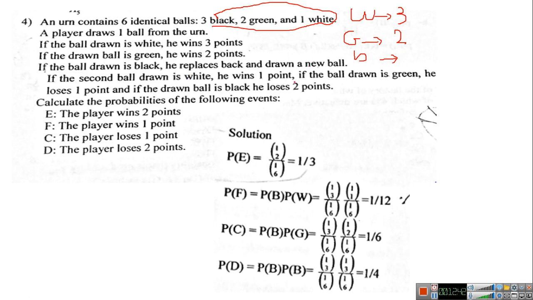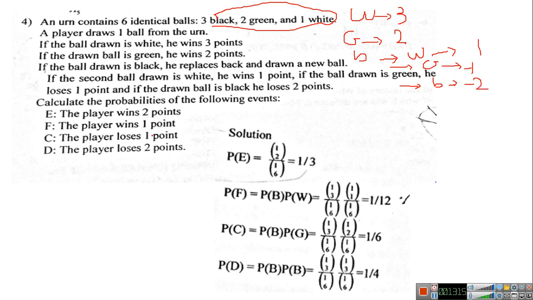If the second ball is white, so here order matters, and the draws are independent. This draw first, then comes the second one. If it is white, he wins 1 point. I'm going to draw this table. If it's green, he loses 1 point, and if the second time it is black, he loses 2 points, minus 2.